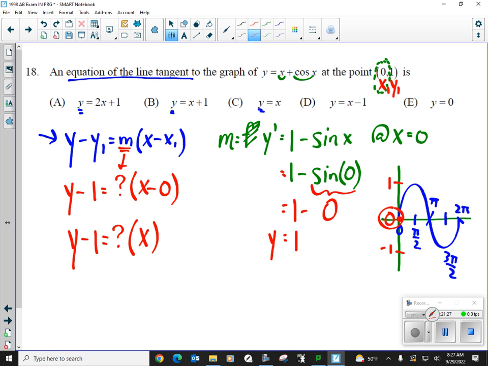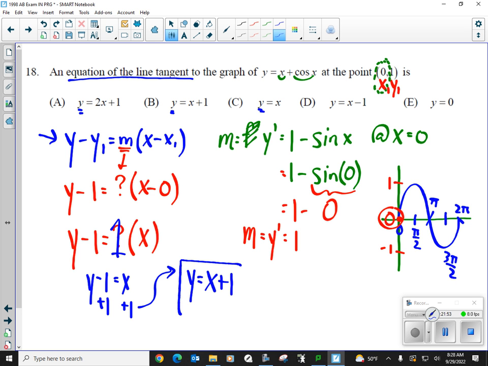1. That's my derivative, which is my slope. Let's put that in right here. So y minus 1 equals x. Just add 1 to both sides. So you see, you were worrying. Just add 1 to both sides, you little nervous Nelly. So I got y equals x plus 1.